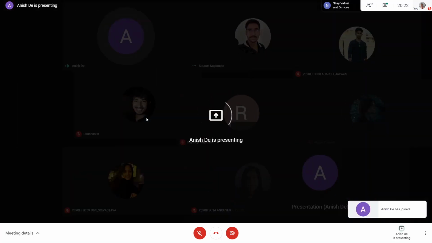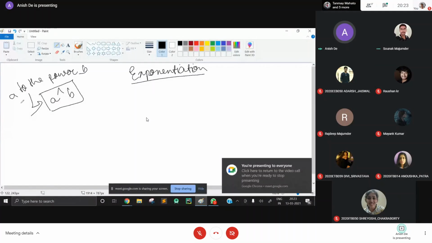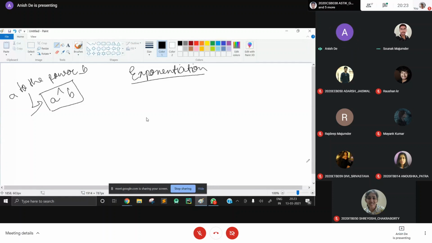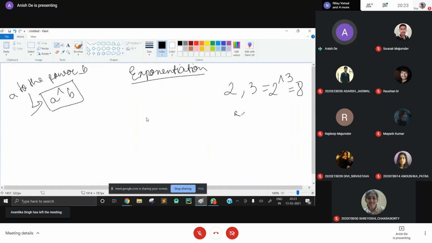So the last topic of today is exponentiation, or a to the power b. You are given two integers a and b, and you have to calculate a to the power b. Means if you are given 2 and 3, you have to calculate 2 to the power 3, that is equal to 8. So what's the basic approach you would do? I would like to hear from you. If you are given two integers a and b, how would you calculate a to the power b?